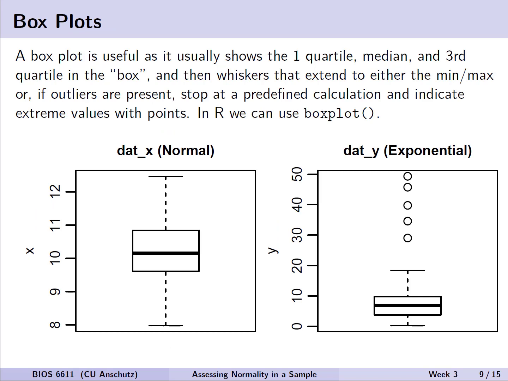Another really useful tool that I like a lot is the box plot. It usually shows the first quartile, the median, and the third quartile in the box, where the first to the third quartile is also called the interquartile range.